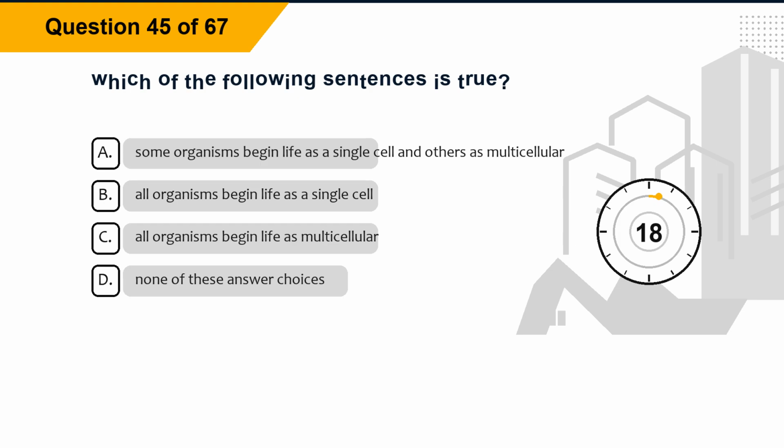Question 45. Which of the following sentences is true? Option A, some organisms begin life as a single cell and others as multicellular. Option B, all organisms begin life as a single cell. Option C, all organisms begin life as multicellular. Option D, none of these answer choices.